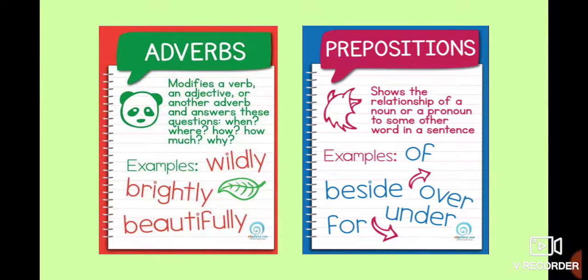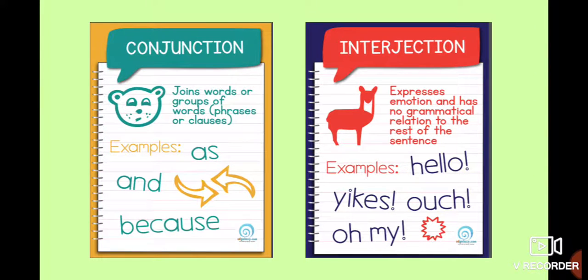Then we have the prepositions. Shows the relationship of a noun or a pronoun to some other word in a sentence. For example, of, beside, over, under, and for. Okay, we have the conjunction. This conjoins words or groups of words, phrases, or clauses. For example, as, and, because. Then we have the interjection that expresses emotion and has no grammatical relationship to the rest of the sentence. For example, hello, ouch, oh my, wonderful, excellent. Okay, all of these ones are interjections. So that means these ones are the 8 parts of speech.